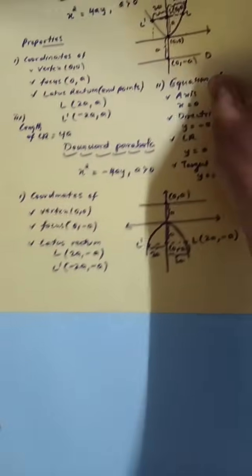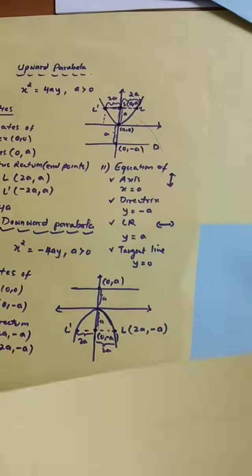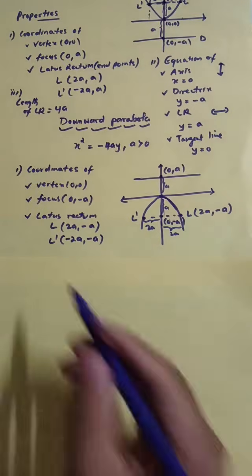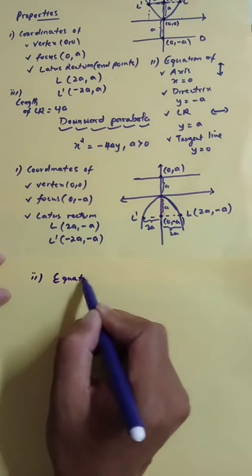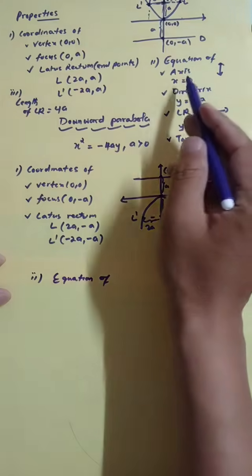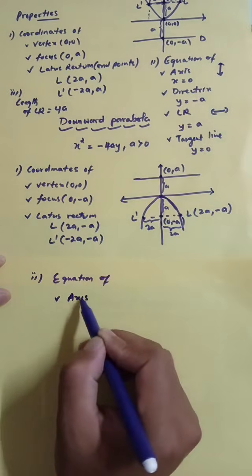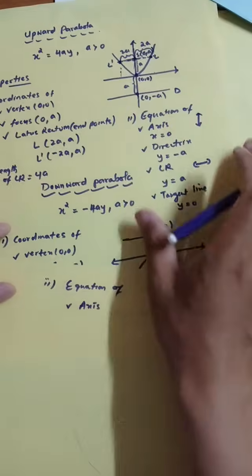So next, let me put it here. Next we need to find the equation of the axis. The equation of the axis of the parabola is vertical, so the y-axis remains the axis.